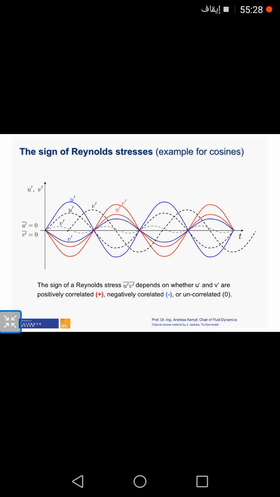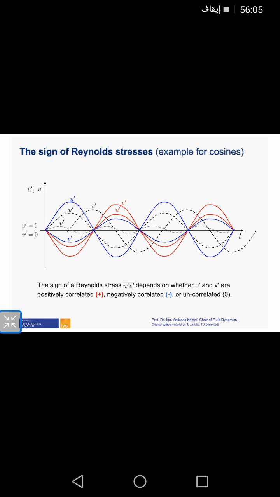Now we can also have different things. We can have a situation like this, where we have u prime and v prime being shifted in phase by 90 degrees. So when u prime is high, then v prime is 0. When v prime is high, then u prime is 0. Or when v prime is 0, then our u prime might be negative. In such cases, we will not end up with any Reynolds stresses, or they will be uncorrelated.